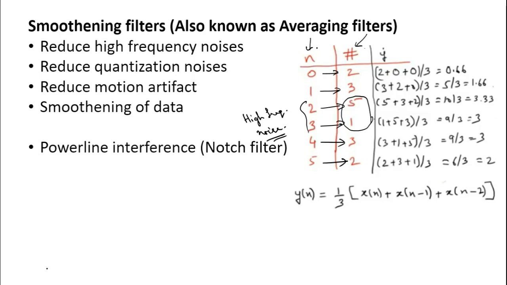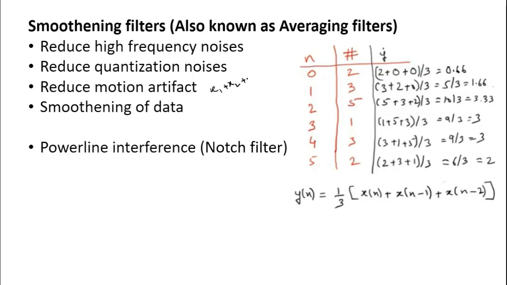Now let us create a 3-point averager. How does it work? The 3-point averager takes x1 plus x2 plus x3 divided by 3. It is a simple average. Let's start with 0. At the 0 instance, n equal to 0, we have the value 2. What about the previous two values, n equals -1 and -2? They are 0. So 2 divided by 3, and we get a value of 0.66.